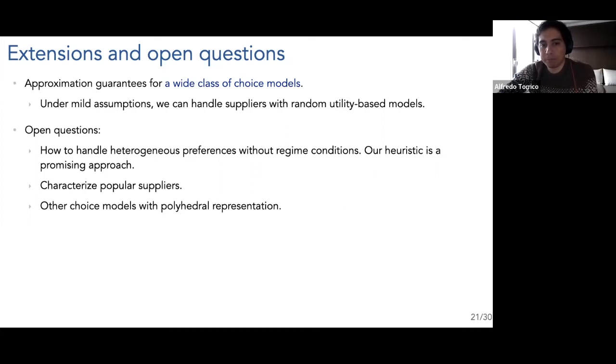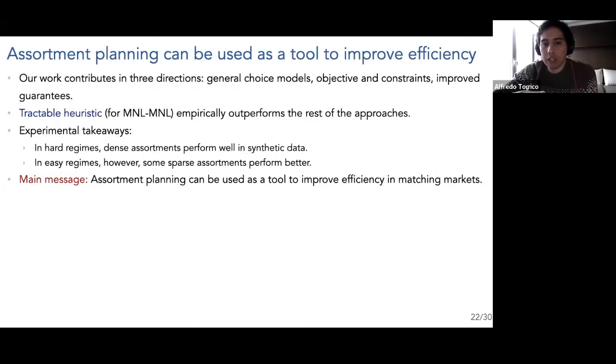As we saw in this work, we contribute in three main directions. We generalize the choice model that was previously studied. We also consider more general objective and cardinality constraints, which is more suitable for applications in real life. And in this more general setting, we also provide better approximation guarantees. We give a tractable heuristic for the multinomial case that we show empirically outperforms the rest of the approaches.